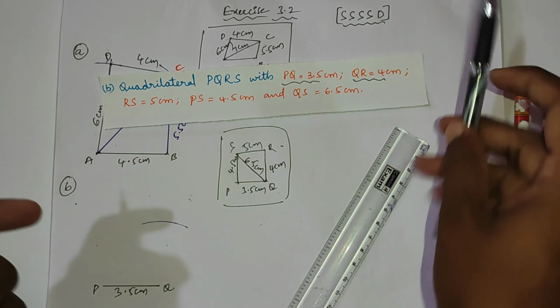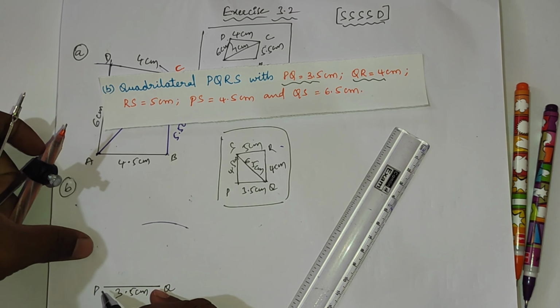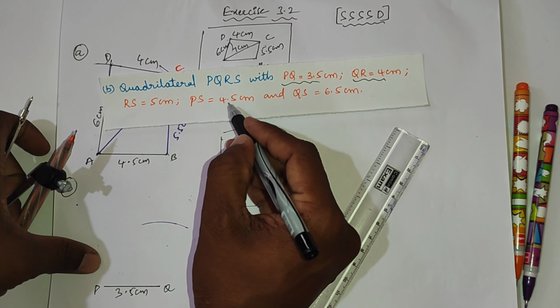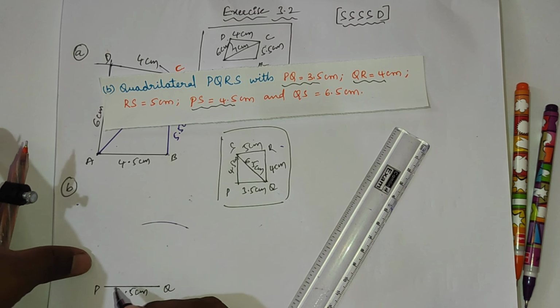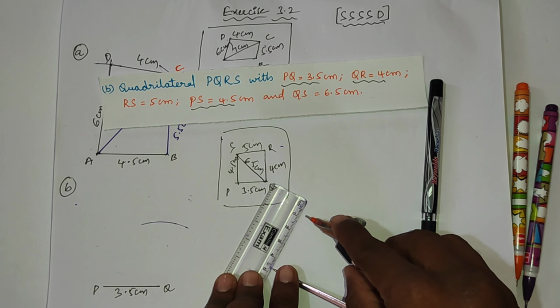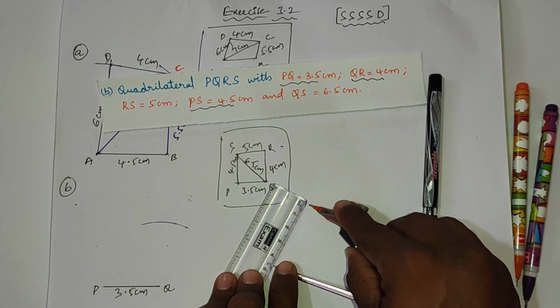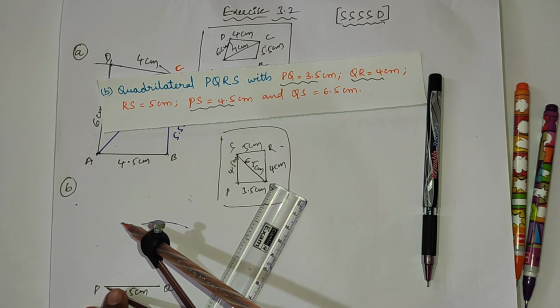Okay. Then to construct this diagonal, we now have to draw an arc of 4.5 centimeters first. Now draw 4.5 centimeters with the help of center P. Now measure 4.5 centimeters radius here. 4.5. Taking P as a center, draw an arc.